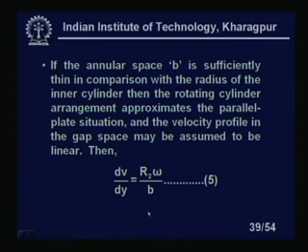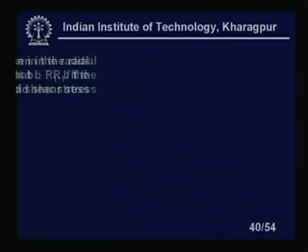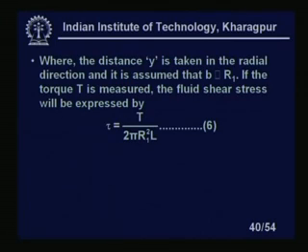If the annular space B is sufficiently thin in comparison with the radius of the inner cylinder, then the rotating cylinder arrangement approximates the parallel plate situation and the velocity profile in the gap space may be assumed to be linear. Then dV by dy equal to R2 omega by B, equation number 5, where the distance y is taken in the radial direction, and it is assumed that B is much less than R1.